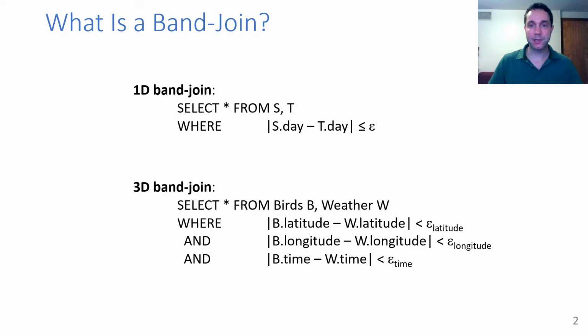We're interested in distributed band join computation. So let's dive right in and look at some examples for band joins. In this paper, we only consider joins between two relations, but we're interested in different dimensionalities. The first example is a join on the single day attribute. So this is a one-dimensional band join. The second example for the bird and weather data joins on latitude, longitude, and time. So this is a three-dimensional band join.